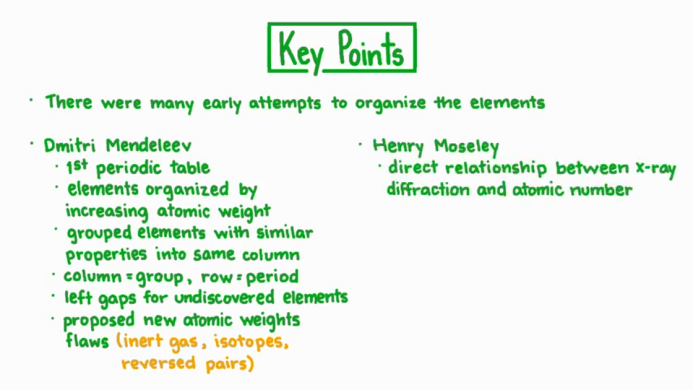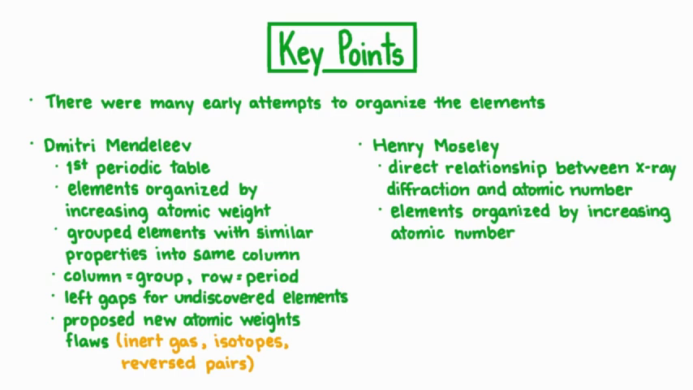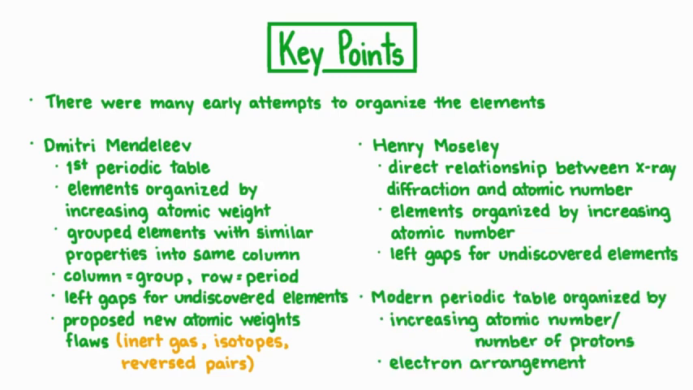Henry Moseley was a British scientist that discovered a direct relationship between the X-ray diffraction pattern of an element and the element's atomic number. He suggested that the elements should be organized in order of increasing atomic number. Like Mendeleev, Moseley left gaps for elements that would later be discovered. The modern periodic table is organized by increasing atomic number, which is the same as the number of protons in all atoms of an element, and by how electrons fill various energy levels and sublevels in an atom.